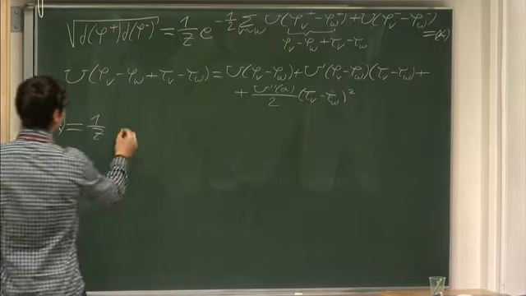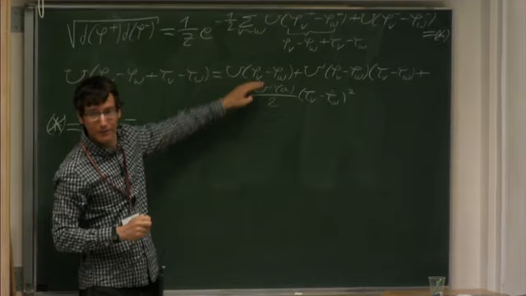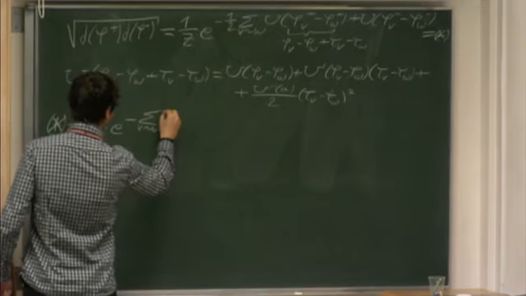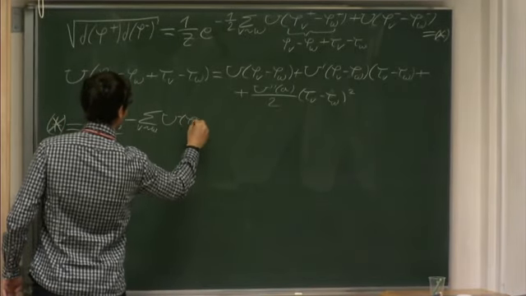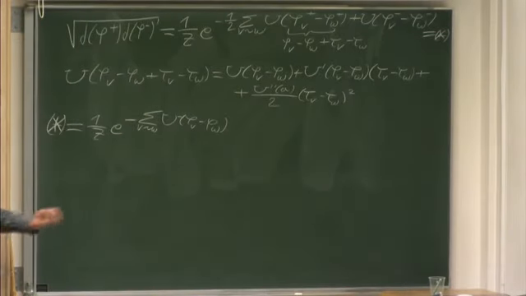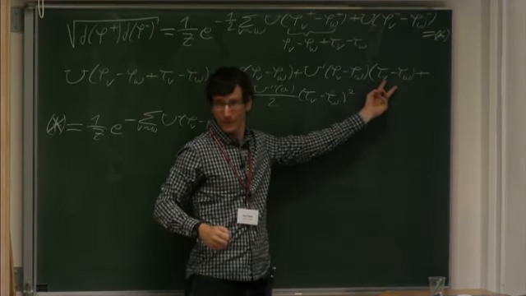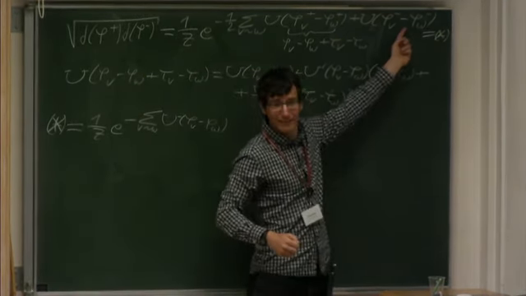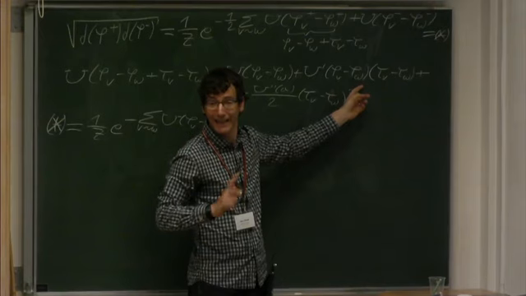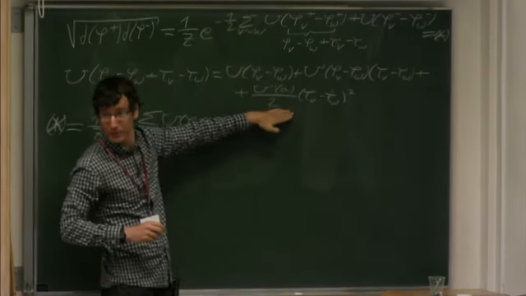So what do I get? I get e to the minus, I have two contributions, u of phi v minus phi w. So I put that in, u of phi v minus phi w. The most important feature is that the first derivative has tau v minus tau w, but here it has the opposite expression, tau w minus tau v, and these two cancel. That's the most important thing. And then I remain with this one.